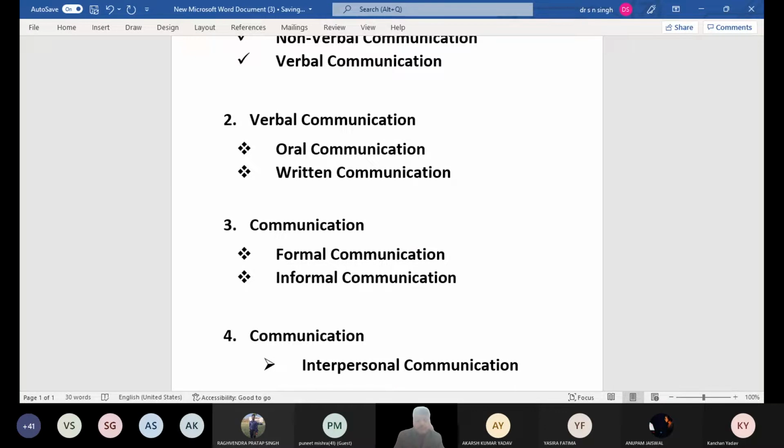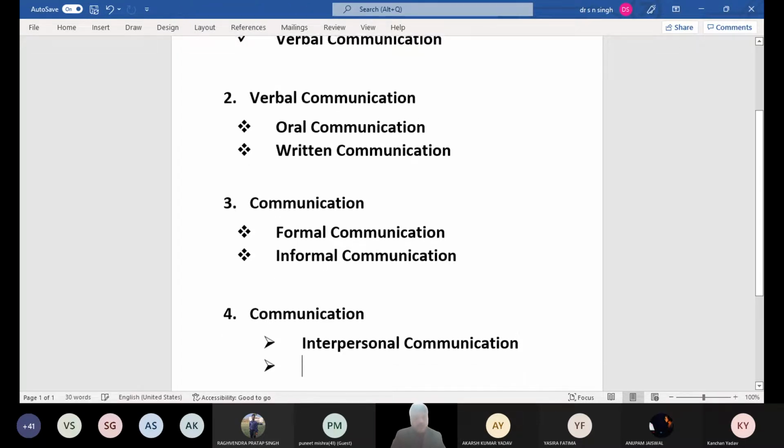Interpersonal means, you have studied earlier that communication is a process of exchanging information from one person to another person, or from person to people. If you talk about interpersonal communication, two poles are required in this communication. Minimum two poles are required. Two parties, two entities. That will be interpersonal.